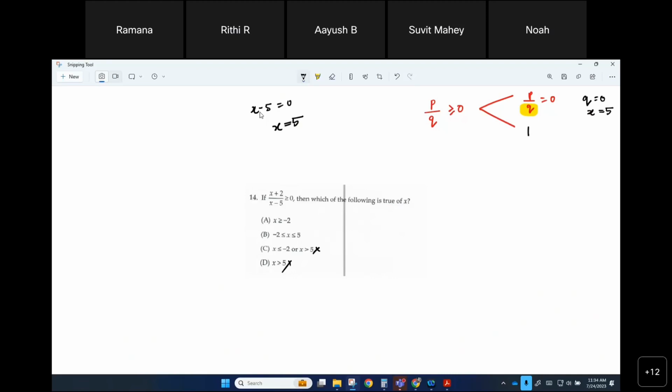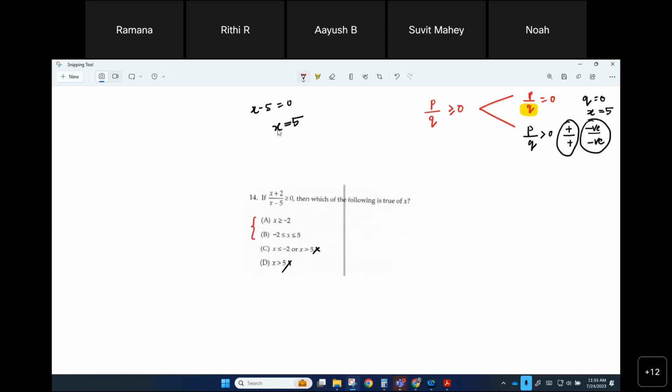Now, the next one is P over Q, he says greater than 0. When would a fraction become positive? When both the numerator and denominator are positive, or when both numerator and denominator are negative. Only in these cases, the fraction becomes greater than 0. Do you all agree with that, Amma? Folks, do you all agree with that? Right? Yeah.